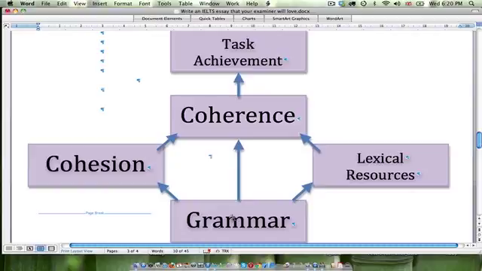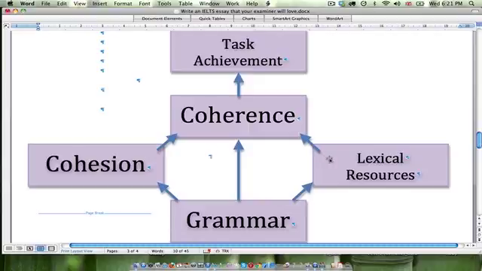Okay, now if you notice the way that I've set this up, cohesion also has a very direct influence upon coherence, and the same is true for lexical resources. So when the student's ability to write cohesively starts to break down, then the links between the sentences will also be weak. The links between the paragraphs will also be weak. And thus the overall message that the student is trying to deliver to the examiner will be weakened. And that overall message is coherence. So you can see that there's a strong influence that cohesion has upon coherence.